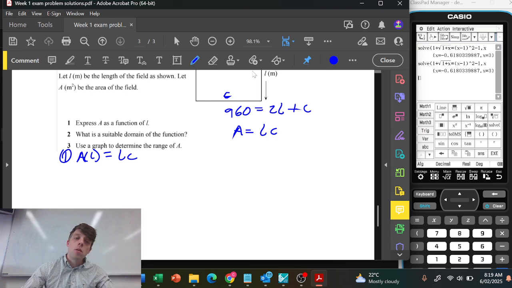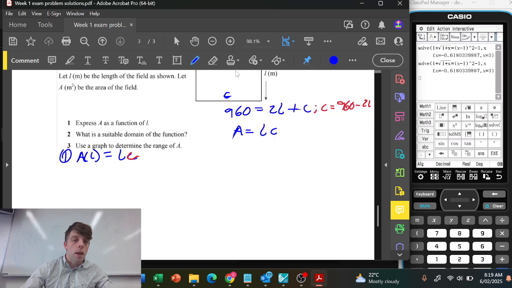So maybe we can use this equation. We can somehow substitute it into this equation and we'll get rid of C. So here's how that might look. We want to eliminate the variable C, so let's rearrange this equation to make C the subject. If we minus 2L from both sides, we get C is equal to 960 minus 2L, and then we can go ahead and just substitute that straight in here instead of C.